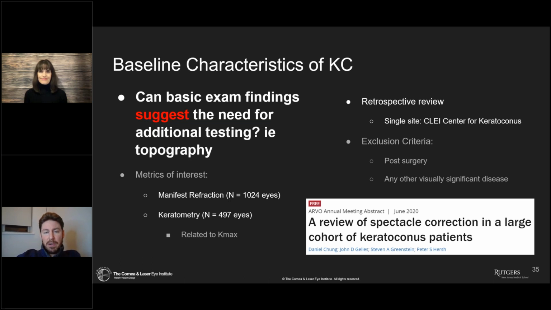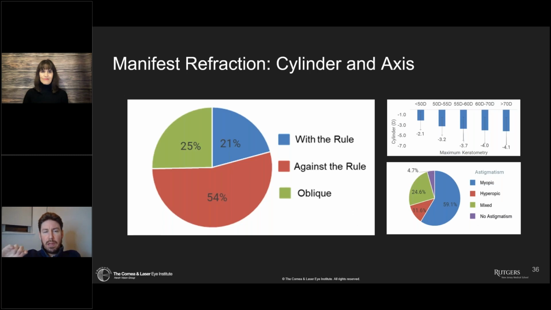So we did this as a retrospective in our clinic, with a pretty large number of keratoconic eyes. We excluded any eye that had previous surgery, so that excludes about 80% of our eyes. But it's still a pretty decent amount, so we got a pretty good cohort here. If we take a look at the numbers, when we look at manifest refraction specifically, we find that individuals with keratoconus are predominantly against the rule or oblique in their astigmatism. That comes up as an orientation in about 80% of individuals.